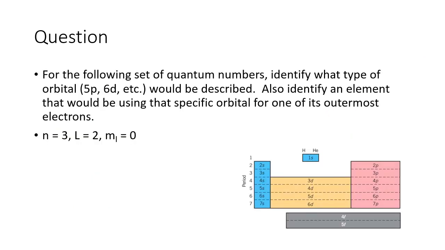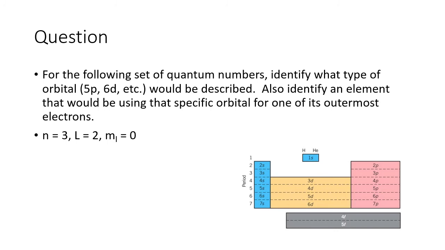For the following set of quantum numbers, identify what type of orbital, 5p, 6d, etc., would be described, and also identify an element that would be using that specific orbital for one of its outermost electrons. The values given here are that n equals 3, l equals 2, and m sub l equals 0.